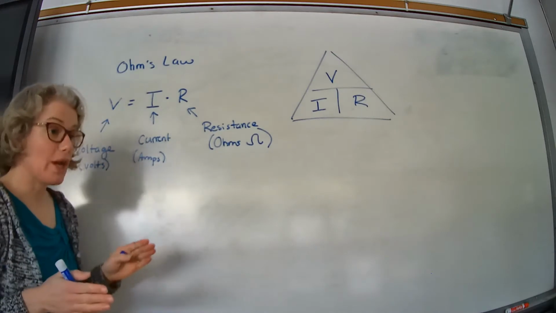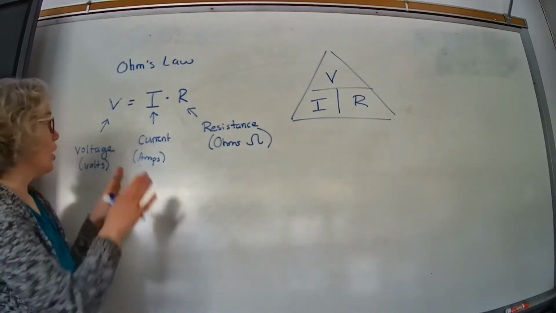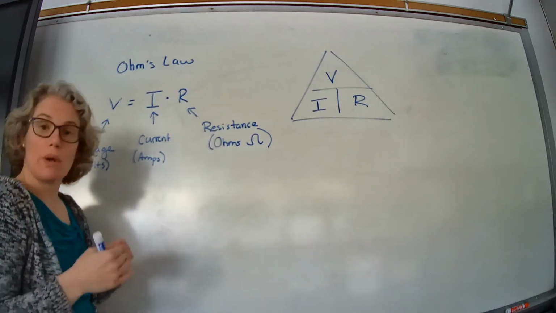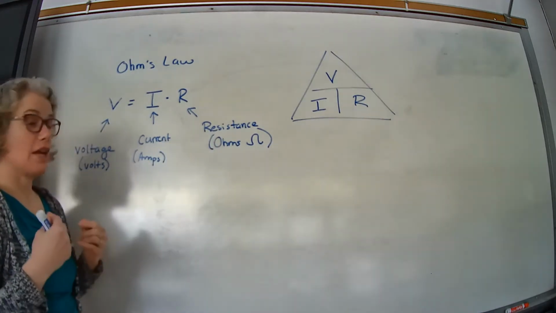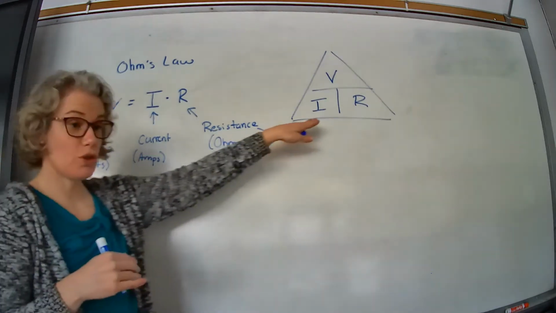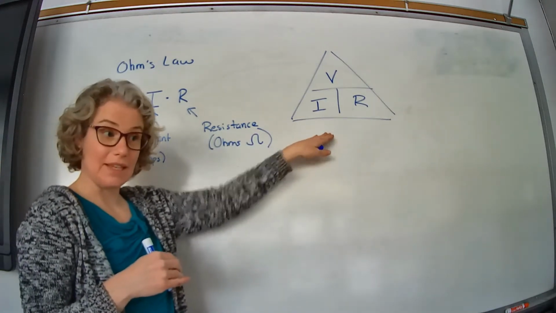So when you're solving equations for Ohm's law, you may sometimes need to solve for current or resistance, which requires a little bit of algebra. If your algebra skills are still a little weak, you may also use a triangle setup like this.